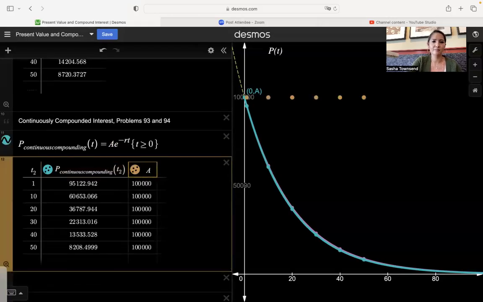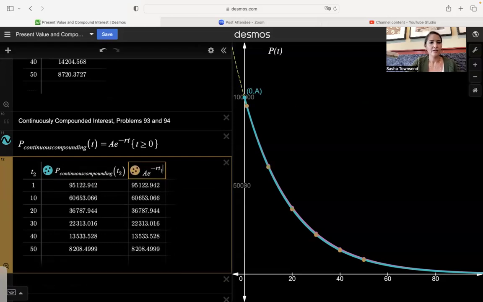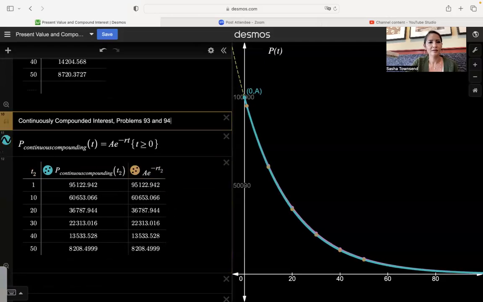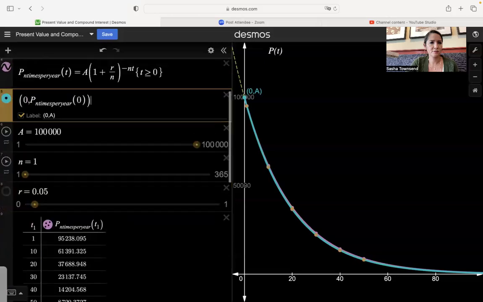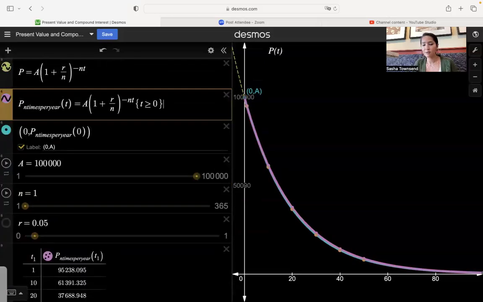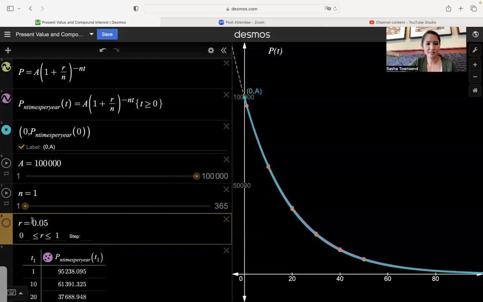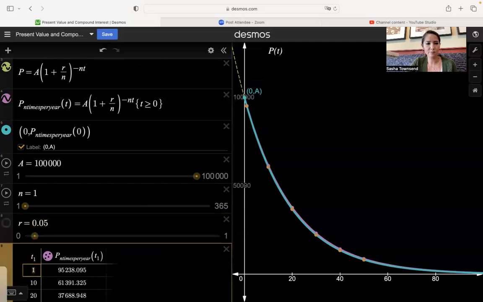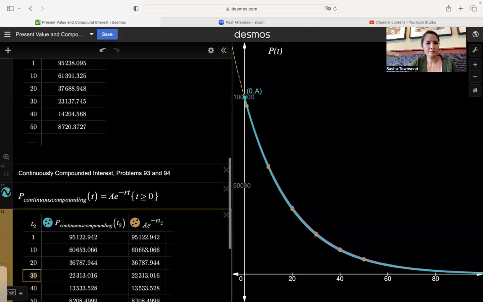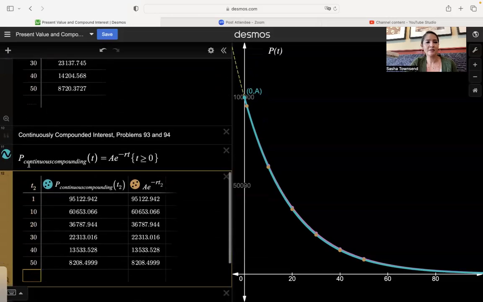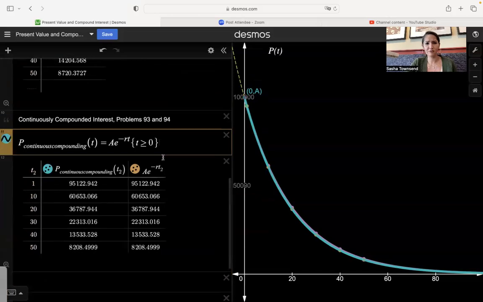So you could say A, which is 100,000, times e raised to the negative r times t, but instead of t, we have t sub 2. And now, oops, I wrote t sub 1, I meant t sub 2. Now make sure your r value is what it's supposed to be. So for problem 93, our r value is supposed to be 5%, and that's the correct value of r in decimal form. And so if I'm using my continuous compounding formula for present value, I get these answers.